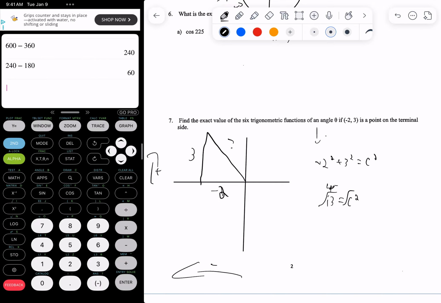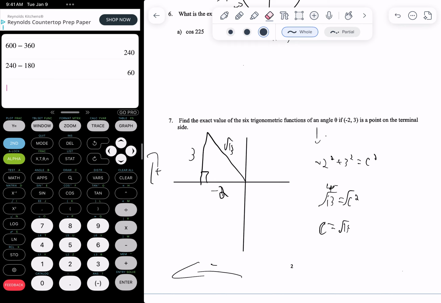Okay. So now we're going to take the square root of both sides. So we have c equals the square root of 13, which is rad 13. So now we have that side. And this is 90.